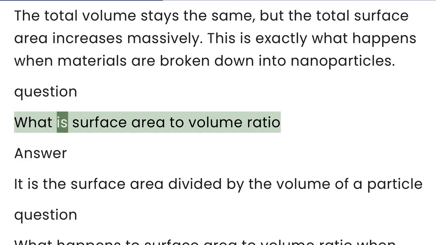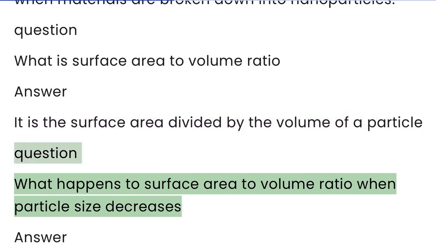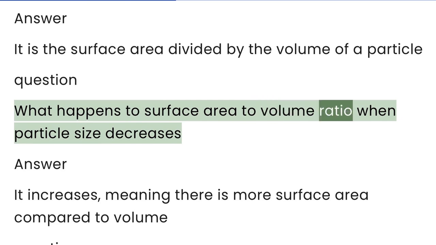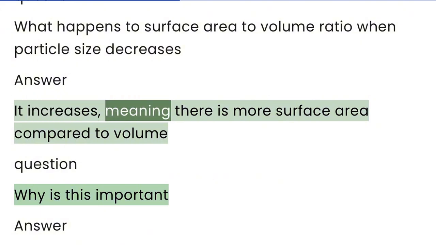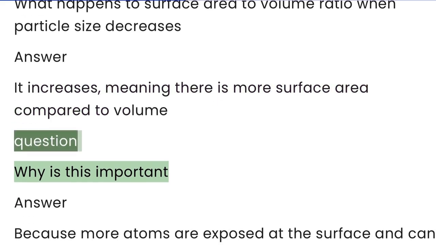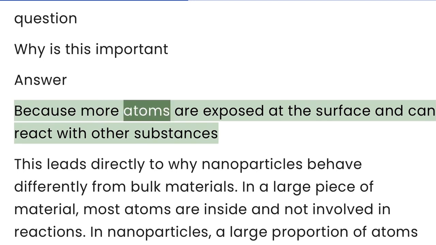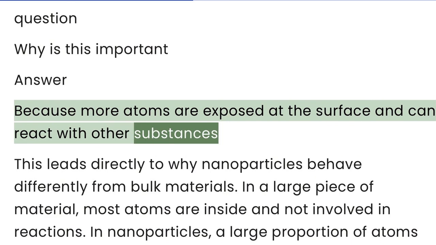Question: what is surface area to volume ratio? It is the surface area divided by the volume of a particle. Question: what happens to surface area to volume ratio when particle size decreases? It increases, meaning there is more surface area compared to volume. Question: why is this important? Because more atoms are exposed at the surface and can react with other substances.